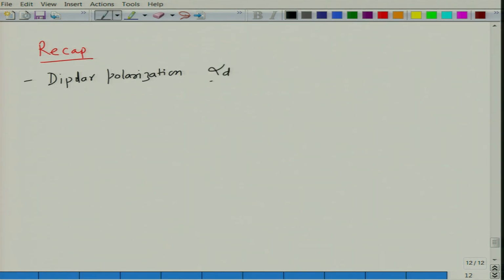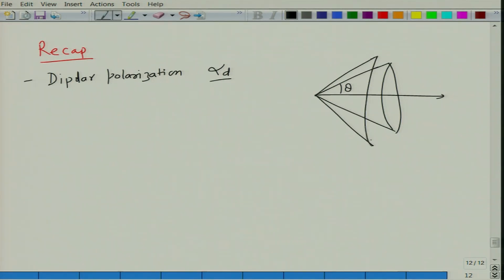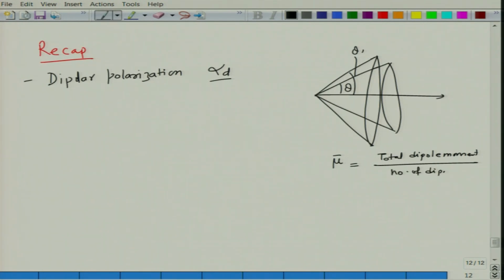So, basically alpha D, where we take the case that if you have an electric field line like this, then dipoles are making cones at an angle theta with respect to the applied field. This is the first cone, you might have another cone at another angle, this is angle theta 1. So, you need to calculate the average dipole moment, which is the total dipole moment of the system divided by the number of dipoles. That is what we did.